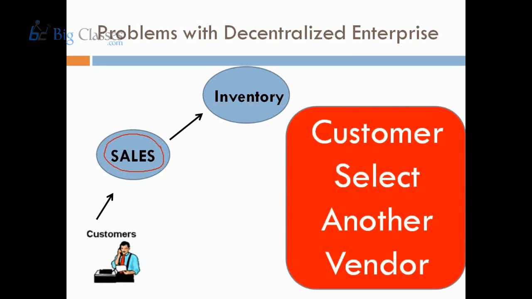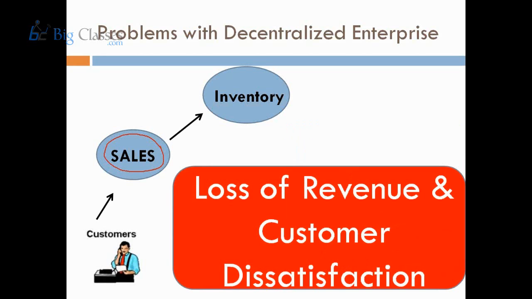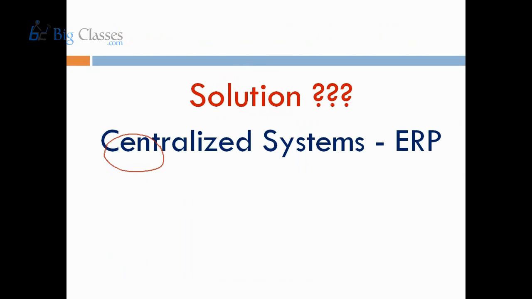The sales department and these people are depending on others. Each department is depending on others. Then what happens if the customer selects another vendor? You lose the revenue and the customer is dissatisfied. The customer never comes back to you. This is the biggest loss for the company. This is the problem with a decentralized system.